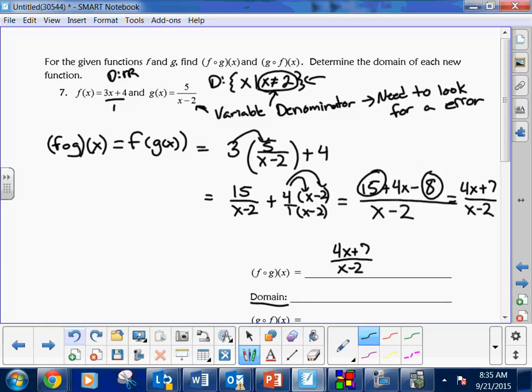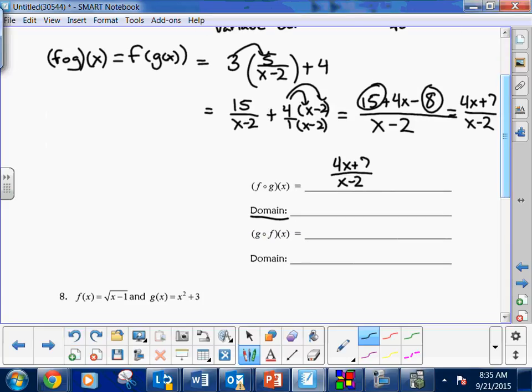There's no new domain. The domain is the same one we had before. So our domain is going to be x is all real numbers such that x cannot equal 2.